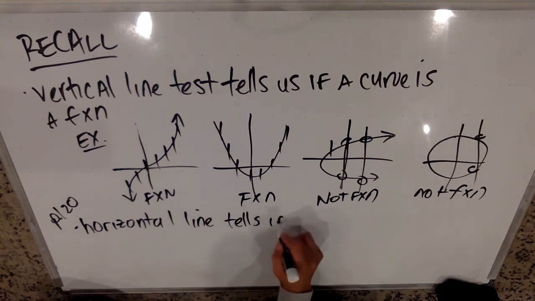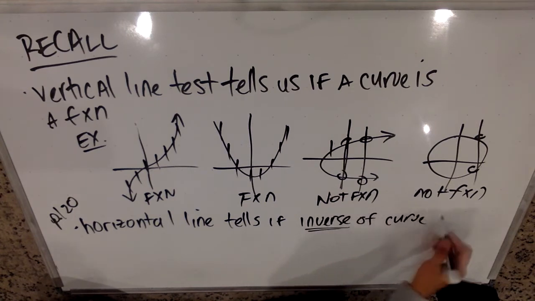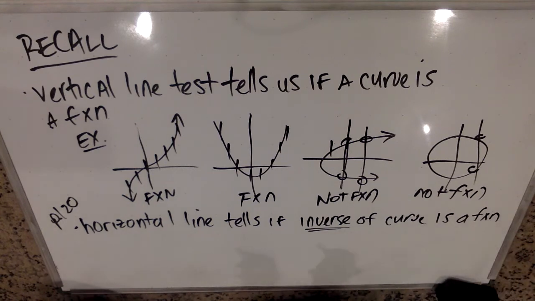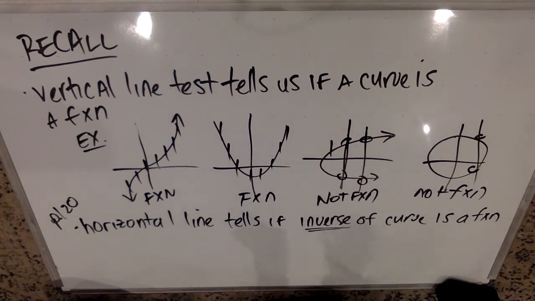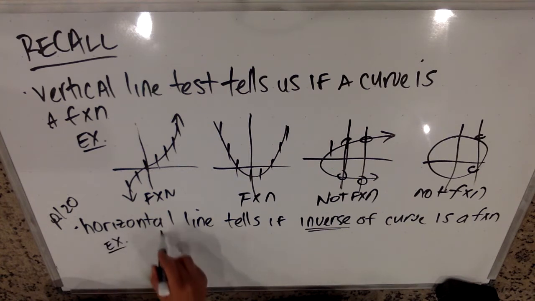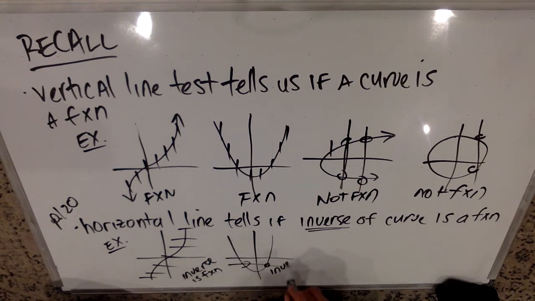It tells us if the inverse of the curve is a function. This makes a ton of sense if you think about it, because you're switching the x's and y's in the graph. The reason this wasn't a function is that x occurs twice. If you're checking if the inverse is a function, you're looking at the y's because they become the x's. So for example, here the inverse is a function, but on this one the inverse is not a function.